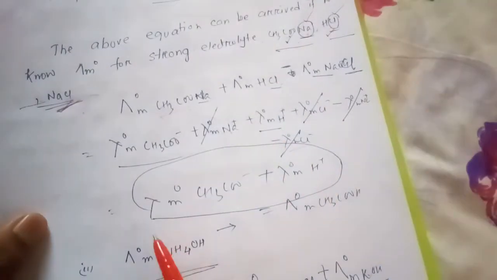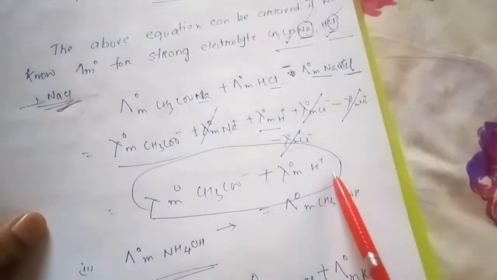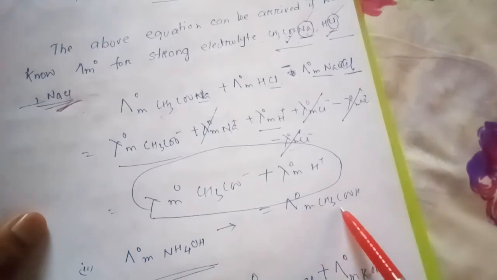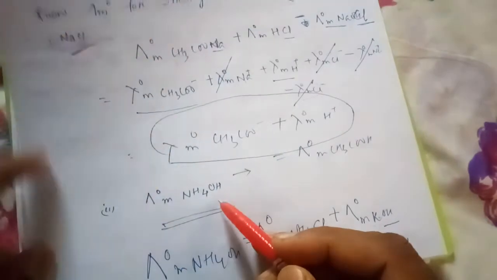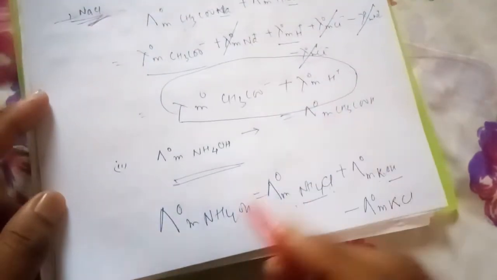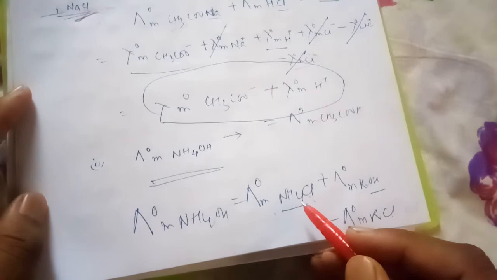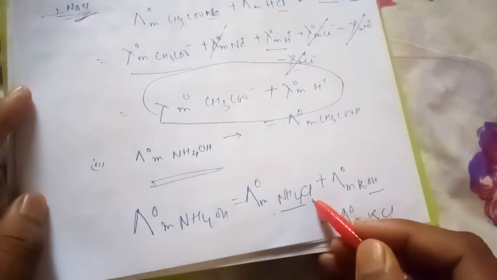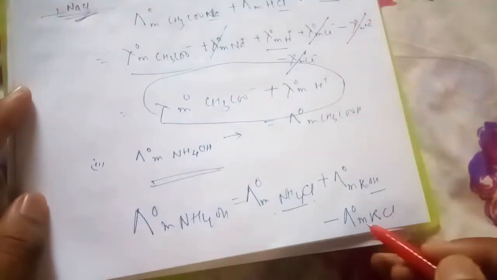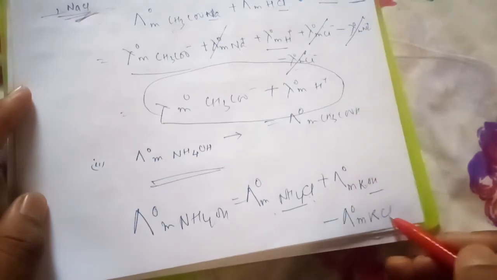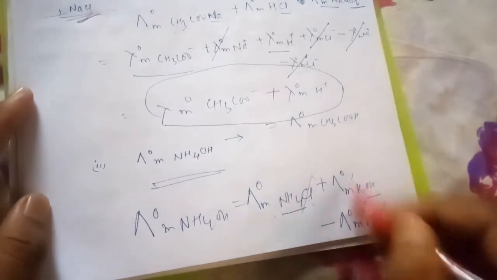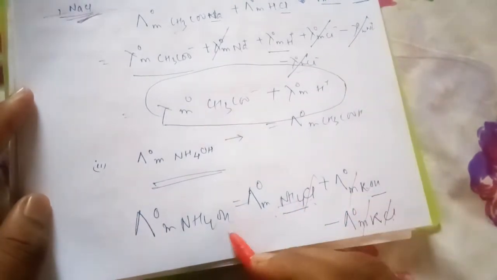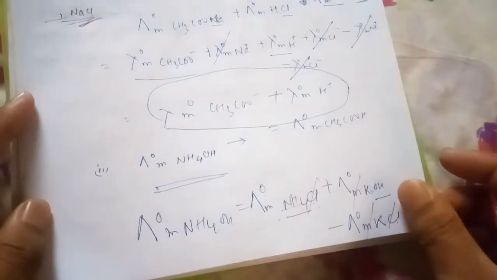So this is lambda m of CH3COO negative plus lambda m of H positive, which is equal to lambda m naught of CH3COOH. Now if I want to find the lambda m naught of NH4OH, lambda m naught of NH4OH is equal to lambda m naught of NH4Cl plus lambda m naught of KOH minus lambda m naught of KCl. Now Cl goes, K goes, then you have NH4OH. That is how we are left with this. So this is one of the applications of Kohlrausch's law.